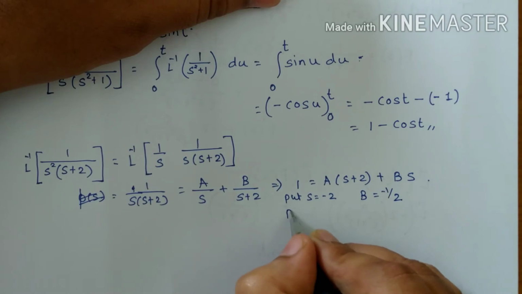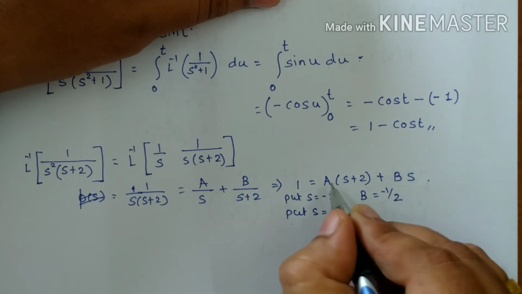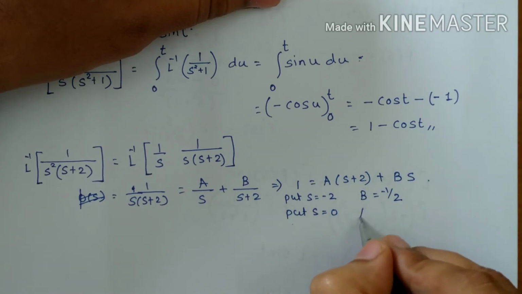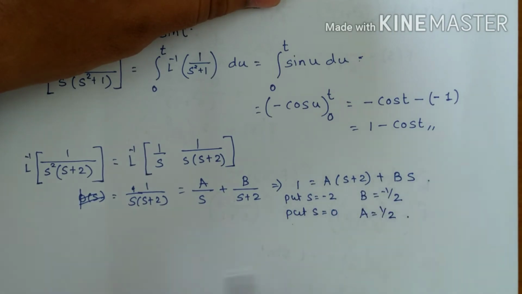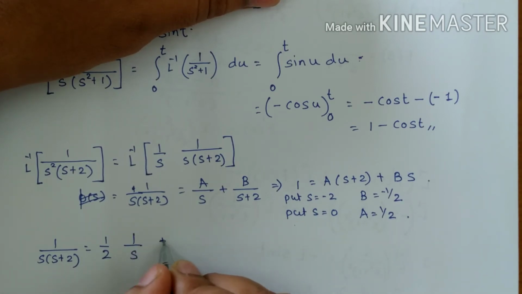Now put s as 0. So this term is going to be 0. a into 2, that is 2a, therefore a is equal to 1 by 2. Hence 1 upon s into s plus 2 becomes 1 by 2 into 1 upon s minus 1 by 2 into 1 upon s plus 2.